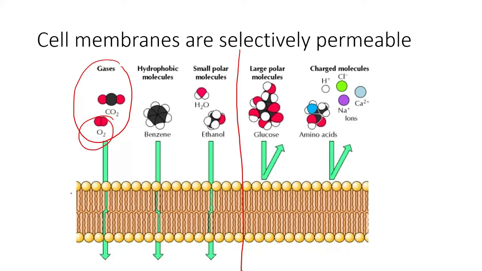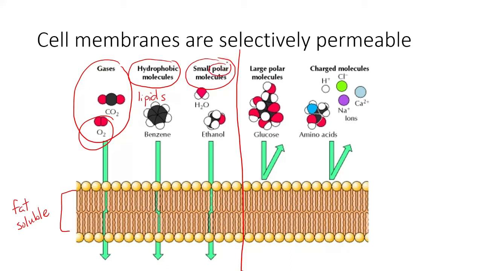And so they can get through this inner layer because they are essentially fat soluble. A more technical term for that, if you remember, is they are hydrophobic. So anything that's fat soluble, and that includes other hydrophobic molecules like benzene, but also any other lipids like fatty acids or steroids, which include several hormones, can get through. To a somewhat lesser extent, small polar molecules can get through.